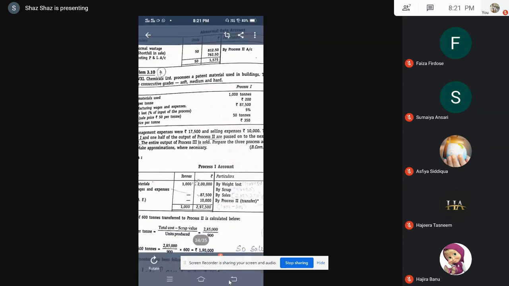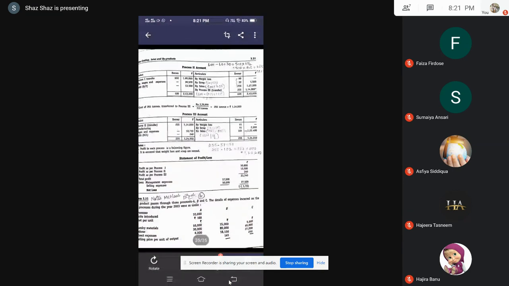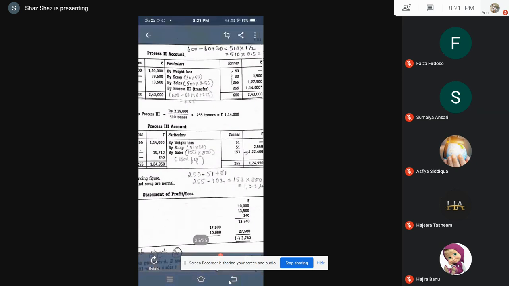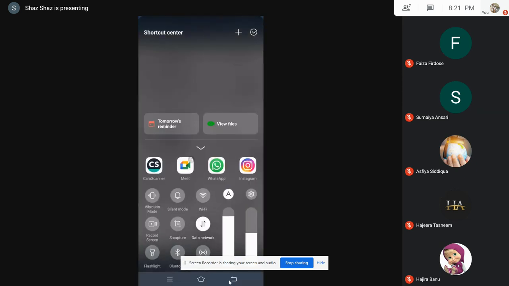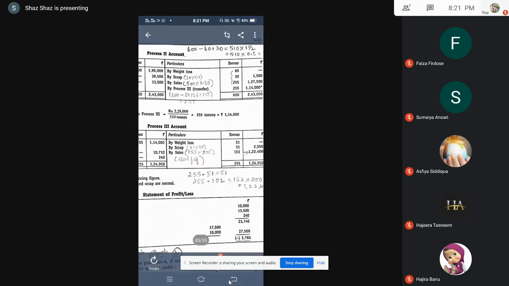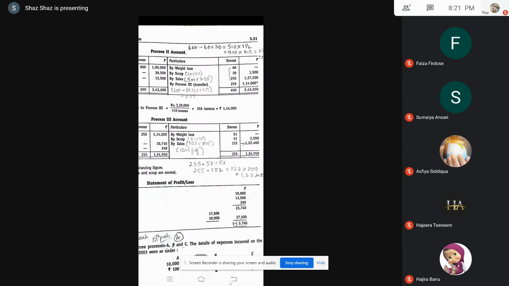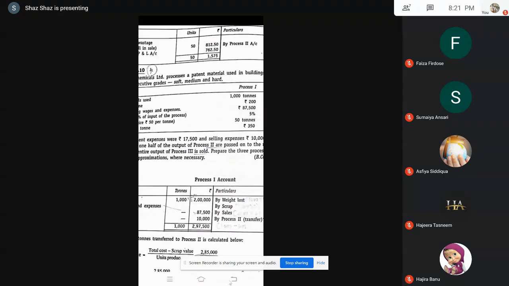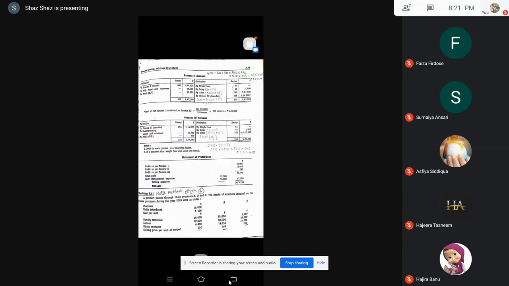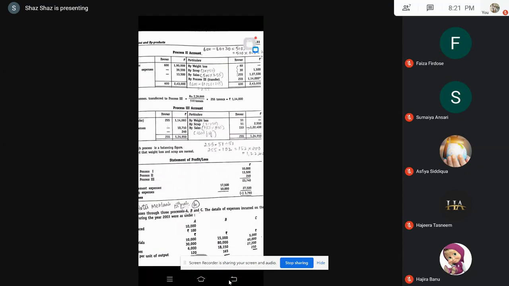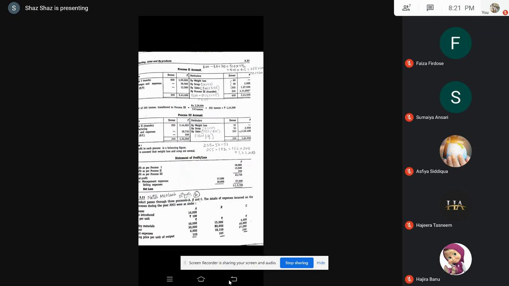This 30 into 50. But in tons you write 30. Tons mein 30 likho. And 30 into 50 you multiply. This 50 you should multiply, each per ton. 50 multiply karne se tumhe kitna milega? You will get it as 1500 after multiplication. Now you have to do the process ka.